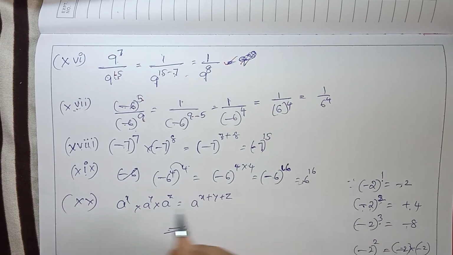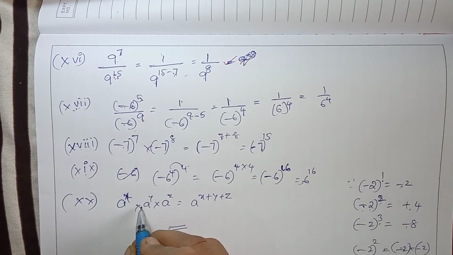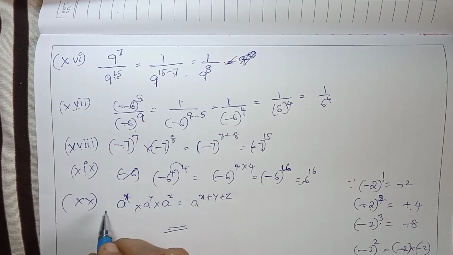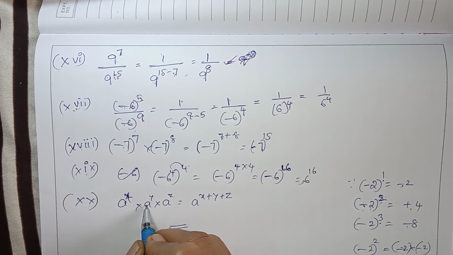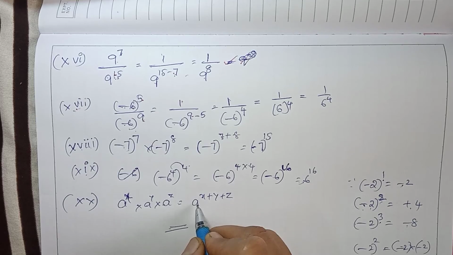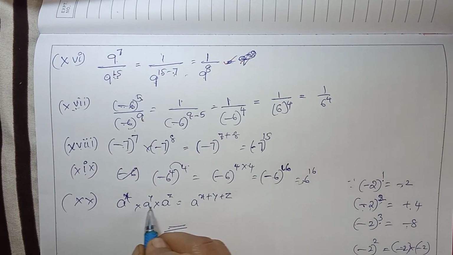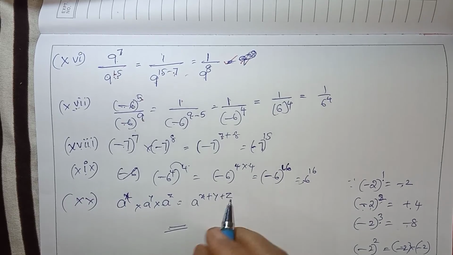Okay. Next, 20th question. Here he has given only variables. He didn't give us any numerical values. A to the power of x into a to the power of y into a to the power of z is equal to a to the power of x plus y plus z. Just you have to add the powers. Okay, that's all for this exercise.